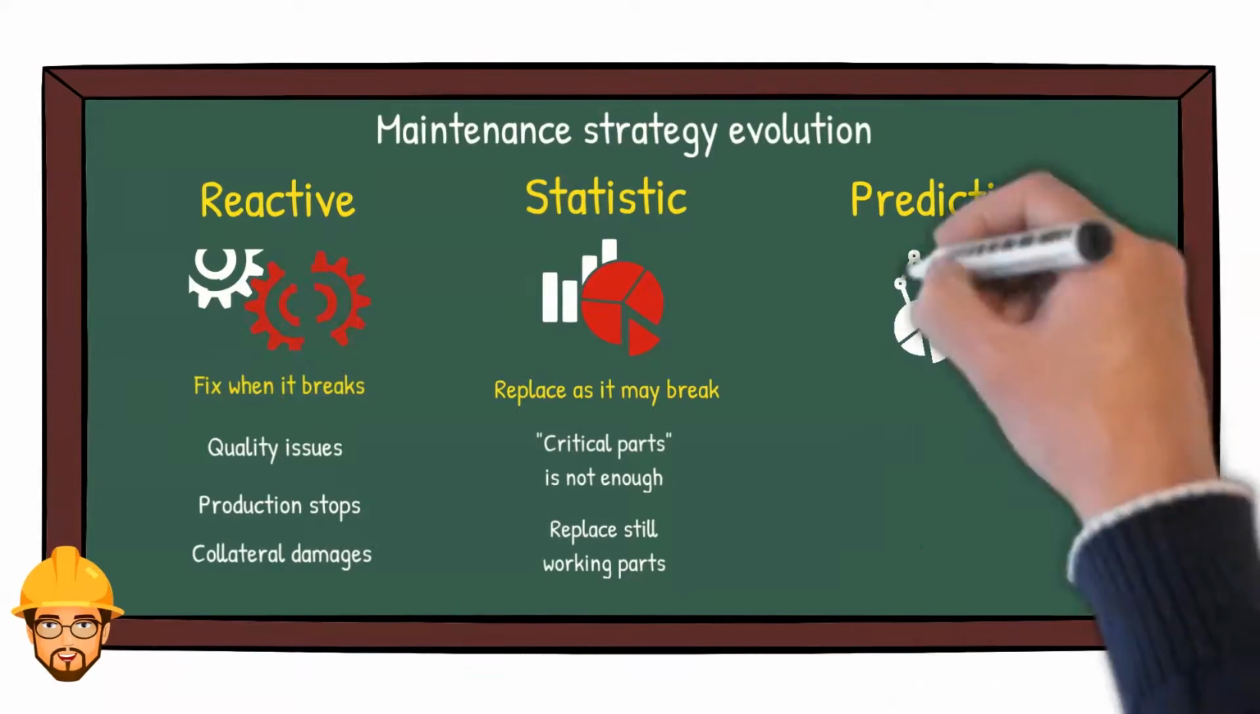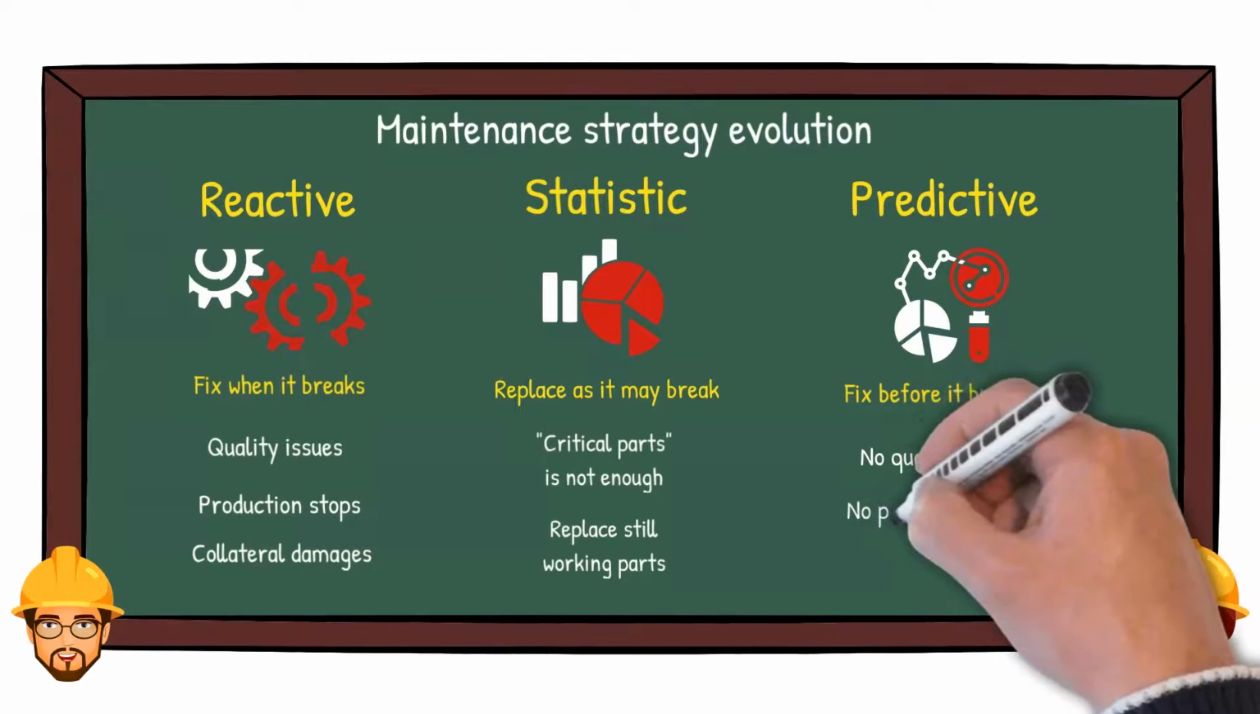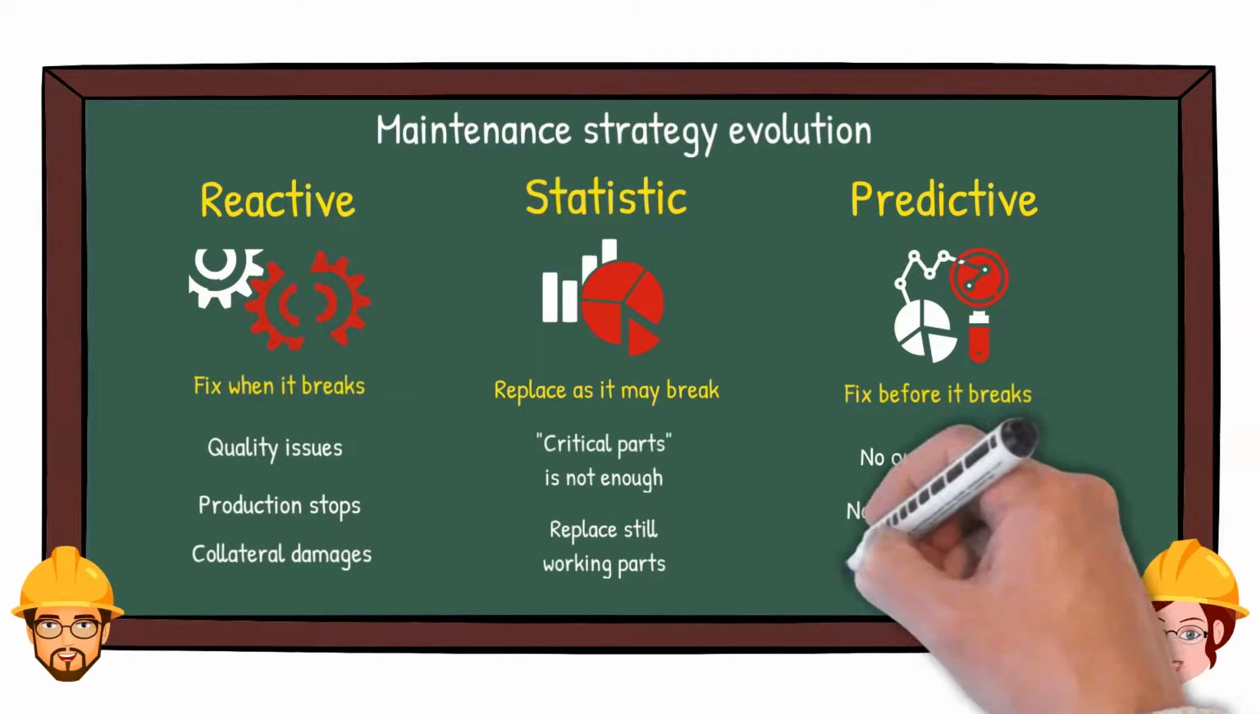Predictive maintenance is the new thing. Also called condition-based maintenance, it's about monitoring plants' parameters and avoiding failures by predicting and preventing them. No quality issues, no production stops, no collateral damages.